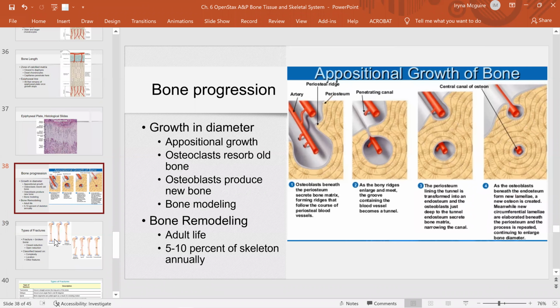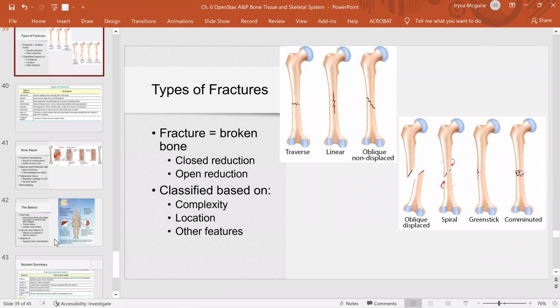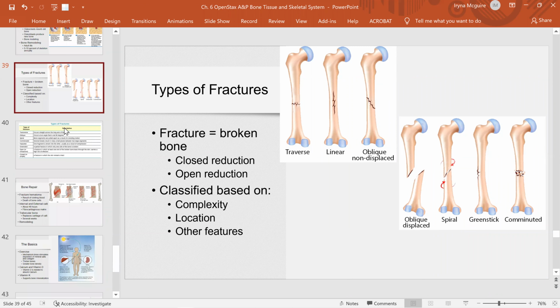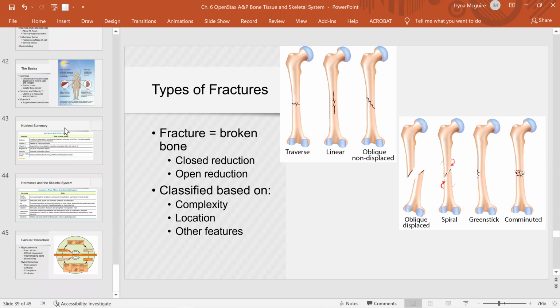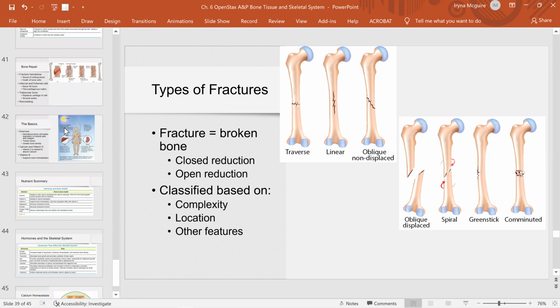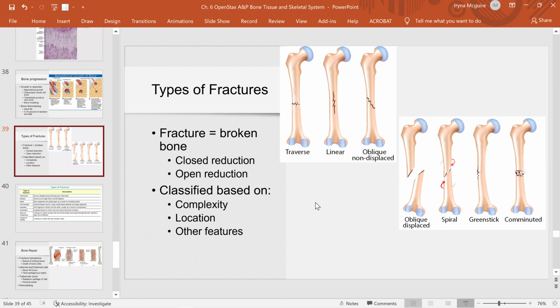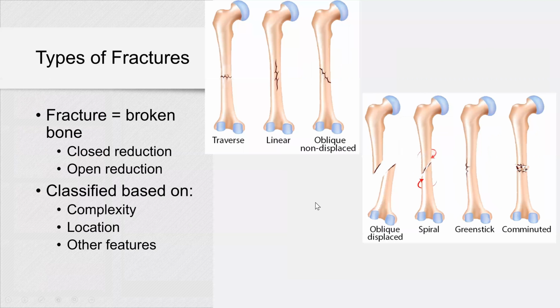We're going to end this lecture with some homeostatic imbalances, right? And we also talk about hormones that you need to keep your bones healthy. So let's look at types of fractures. Fracture means broken bone, and it can be closed reduction or open reduction. Fractures can be classified based on complexity, location, and other features.